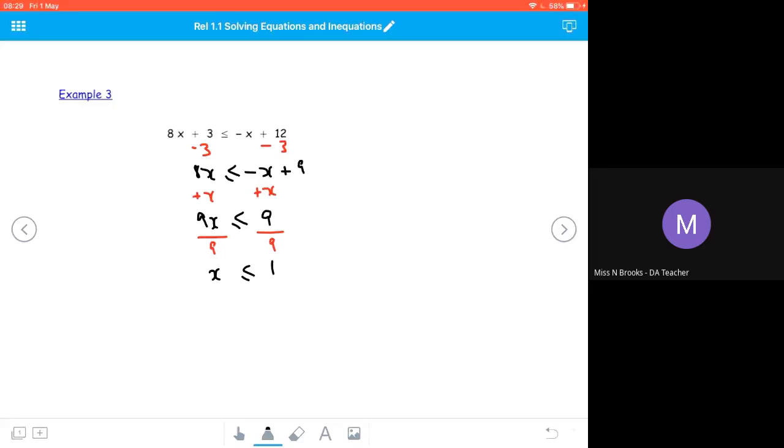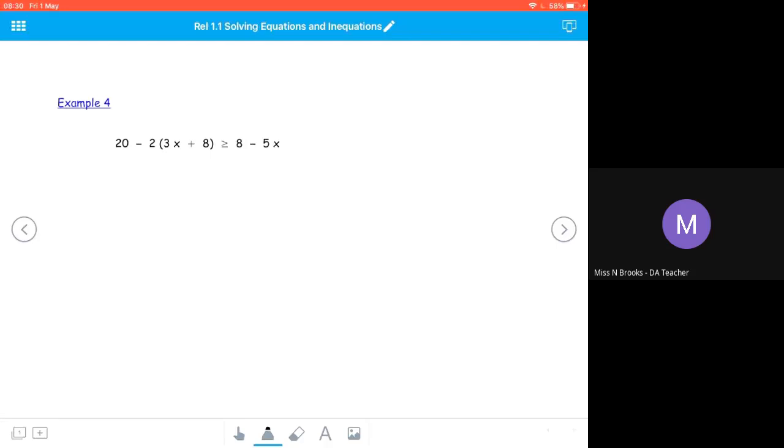So let's try a value. 0 is less than 1, so 0 plus 3 gives me 3 on the left-hand side. And we're saying that 3 is less than or equal to 0 plus 12 is 12, and that's true. So therefore, my solution to this example is x is less than or equal to 1.